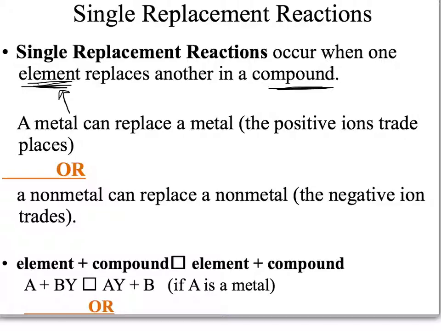The things that actually do the breaking up: a metal can replace another metal, the positive ions trade, or a non-metal can replace another non-metal when the negative ions trade. Either way, it's going to follow the same pattern. So let's check one out.